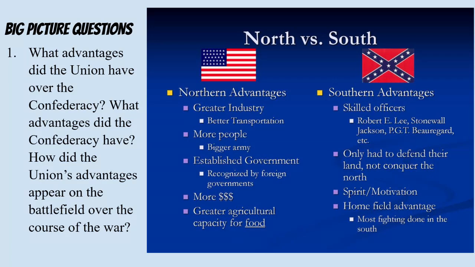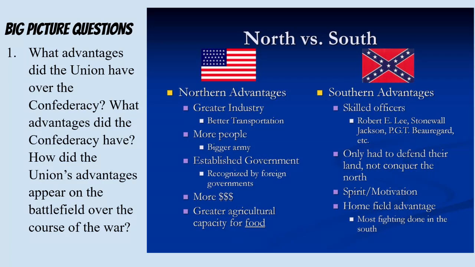What advantage does the Confederacy have? Number 1, they've got some really skilled officers. The North had some too, but a lot of the really bright officers were from the South. So whether it be Robert E. Lee, Stonewall Jackson, Beauregard, the Southern guys were very skilled officers. They were very good on the battlefield.